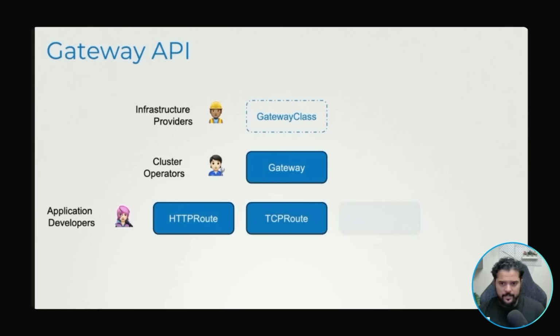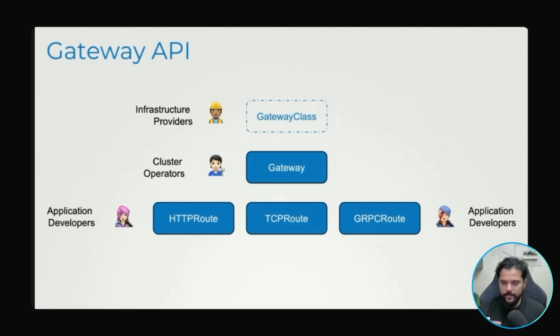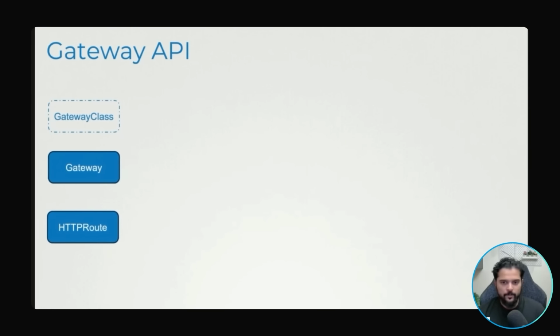So HTTP route is just one example. As I mentioned, with the Gateway API, we now have many more configurations available. So you have TCP route, you have gRPC route, and many others, right? And I will take a look at that in a minute. So before we look into that, let's just look at what each of these mean, right?